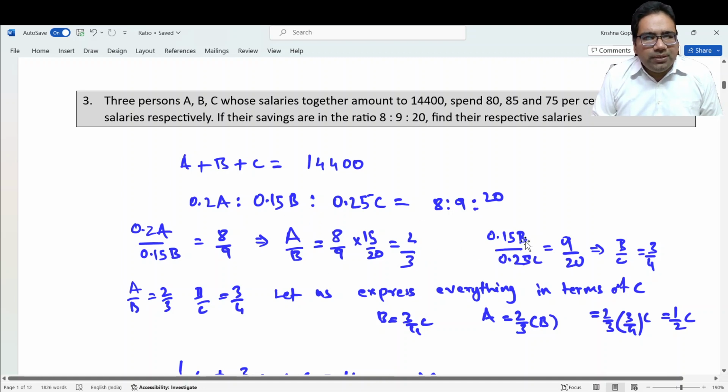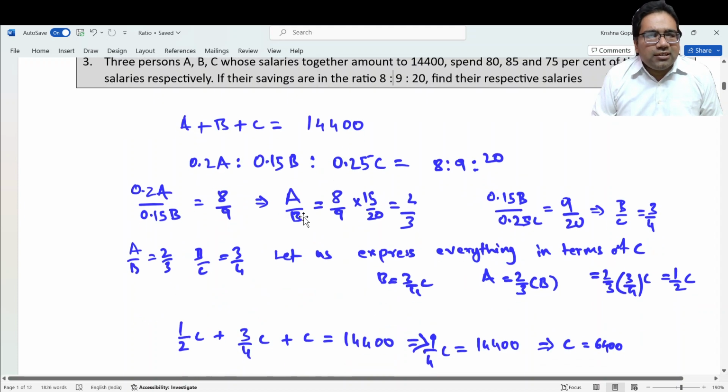Similarly, 0.15b by 0.25c is equal to 9 by 20. What does that mean? b by c becomes 25 into 9 by 20 into 15, which becomes 3 by 4. a by b is equal to 2 by 3. b by c equal to 3 by 4.